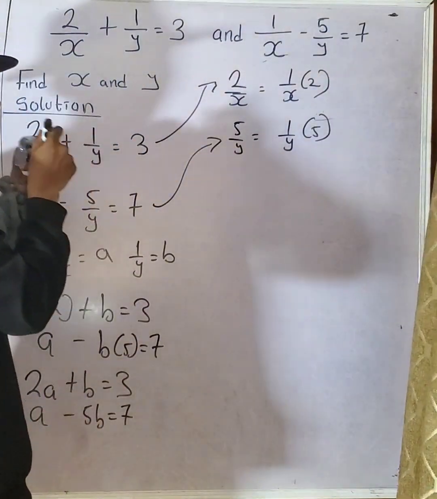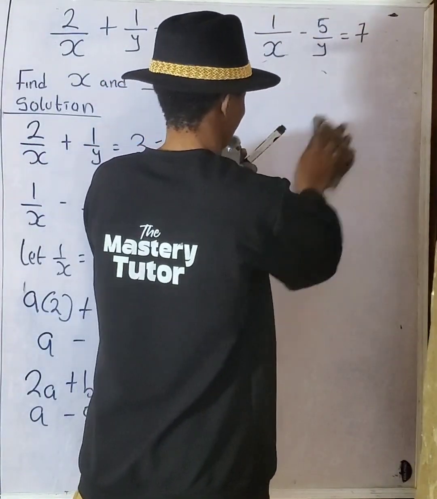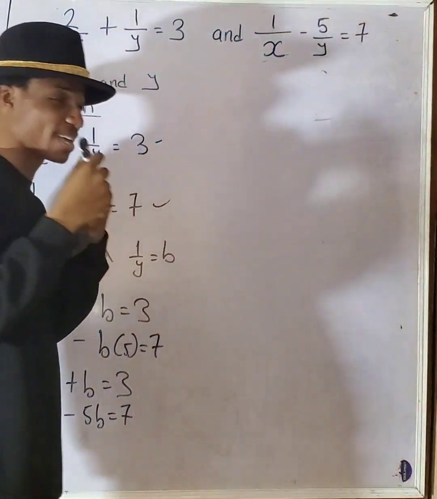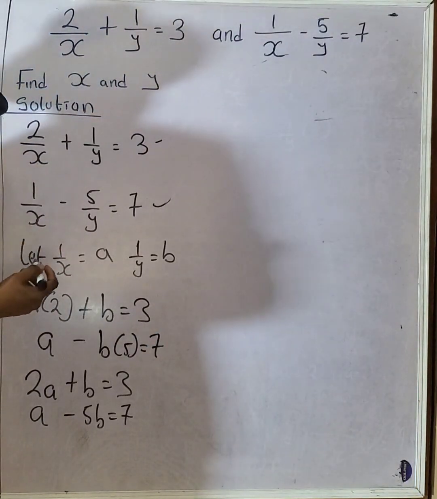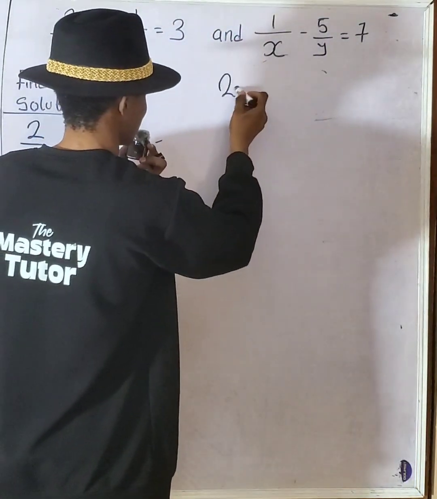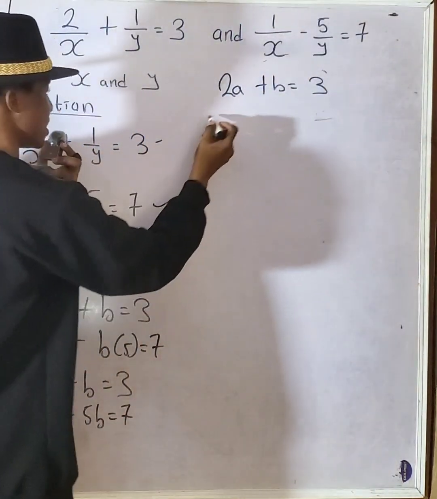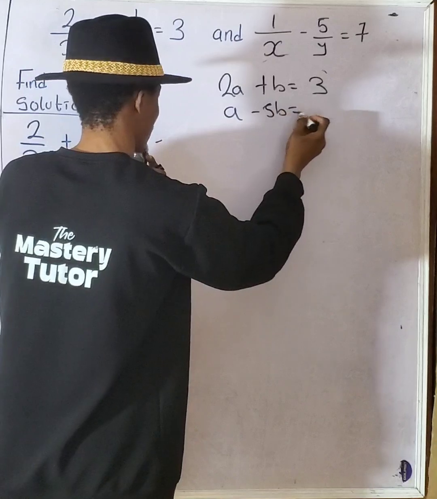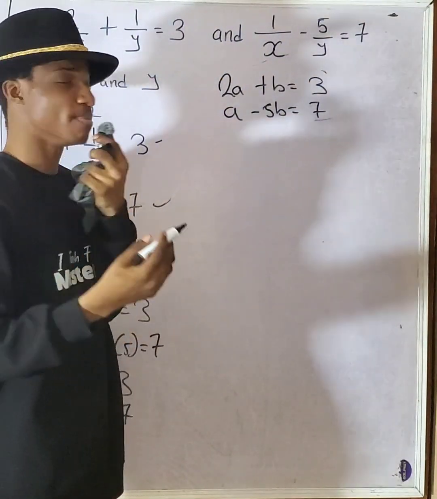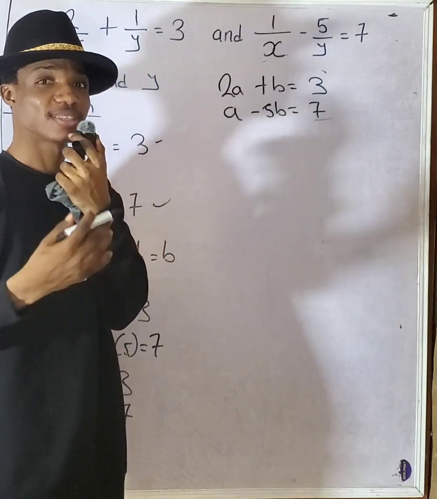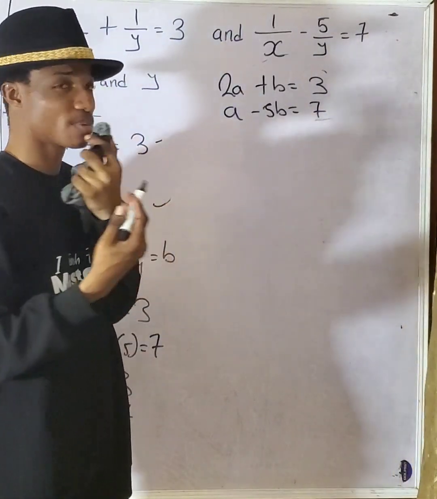Okay, let me erase what we have here. Please kindly pay attention, okay? Now, we have two equations which can be solved simultaneously. The first is 2a plus b equals 3. And the second is a minus 5b equals 7. We can solve this using any of the methods that we know, be it elimination method or substitution method. But I'm going to make use of substitution method.